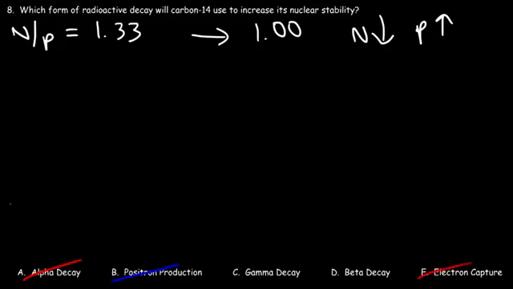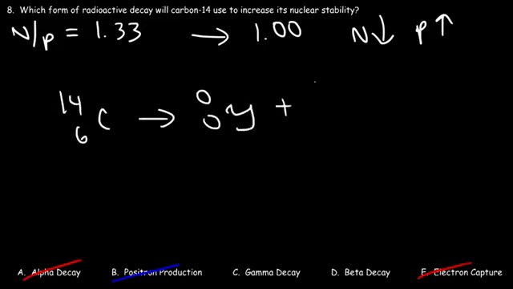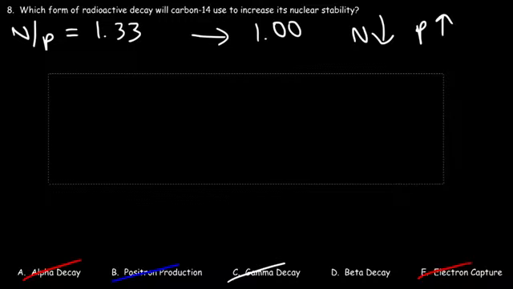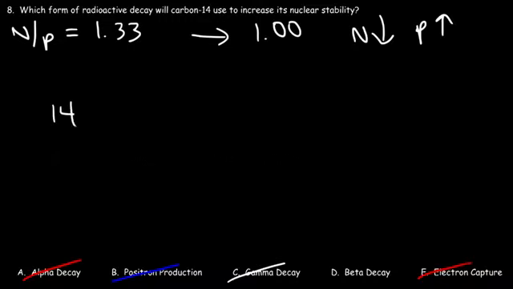Now for gamma decay, nothing's going to change. We're still going to have carbon-14, and so it can't be gamma decay. So by default, it has to be beta decay. So let's see what's going to happen.